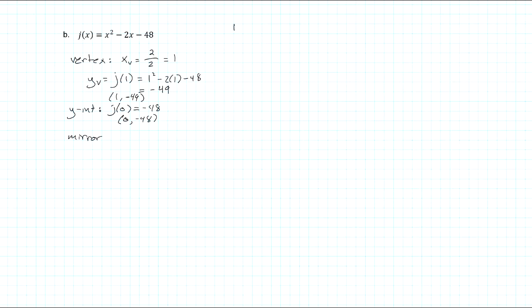let's take a look. If I set up the table, it kind of helps me see it. X and y. In the middle, I'll put the vertex. That's 1 and -49. The y-intercept was at 0, -48, and its mirror should just be on the other side of the vertex. That should be then at 2, -48.